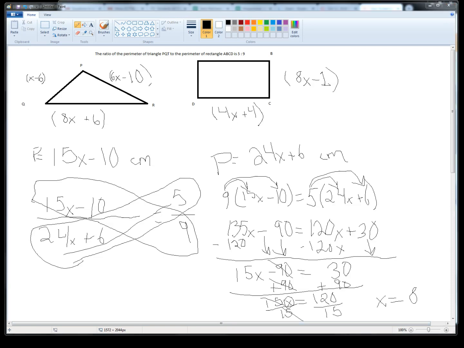Your answer for part B will be written in a similar fashion. X equals what?